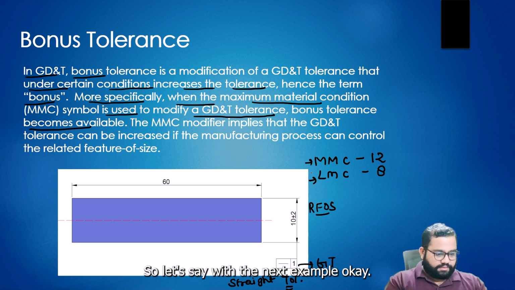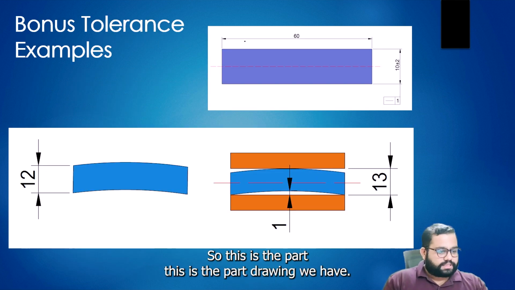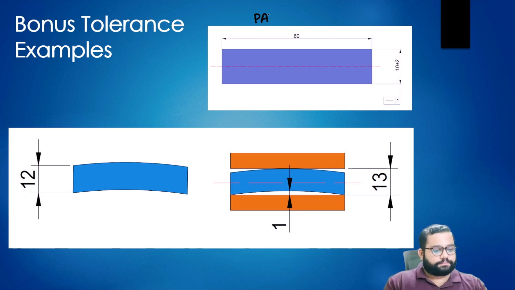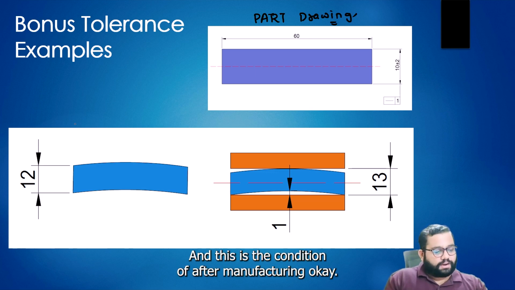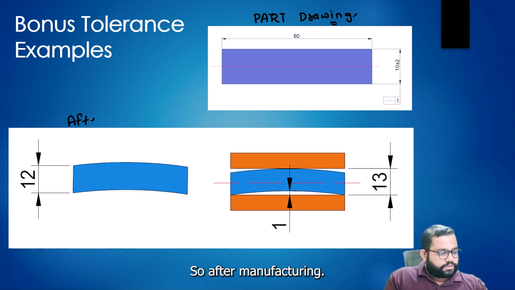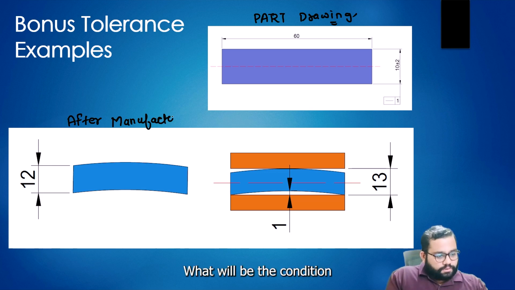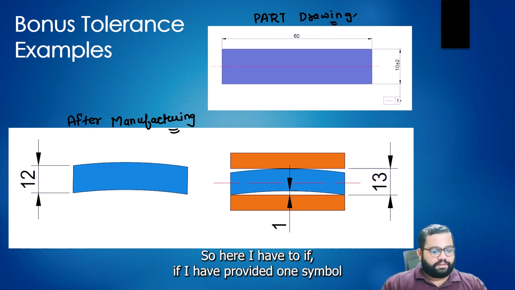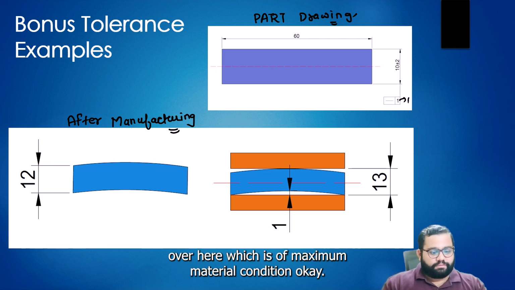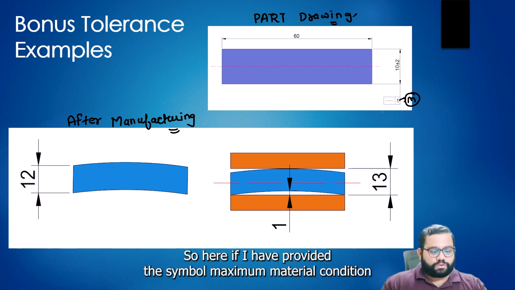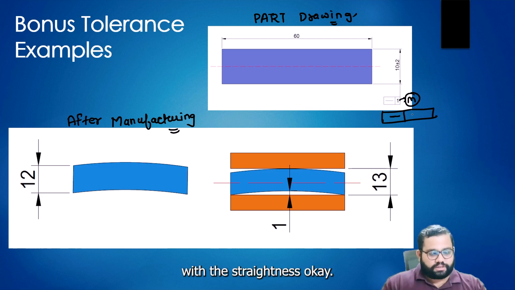Let's go to the next example. This is the part drawing, and this is the condition after manufacturing. What will be the condition? Here I have provided one symbol, which is of maximum material condition. I have provided the maximum material condition symbol with the straightness.